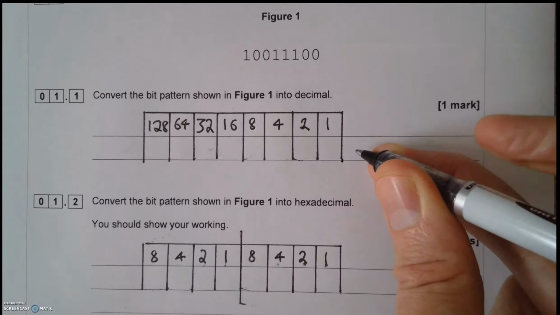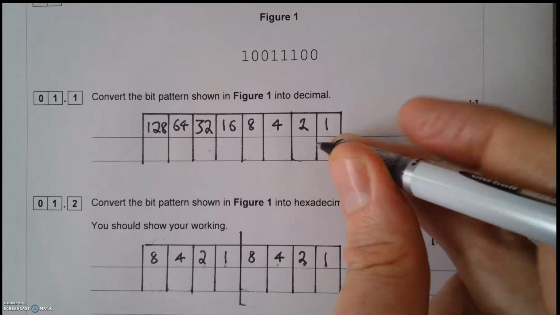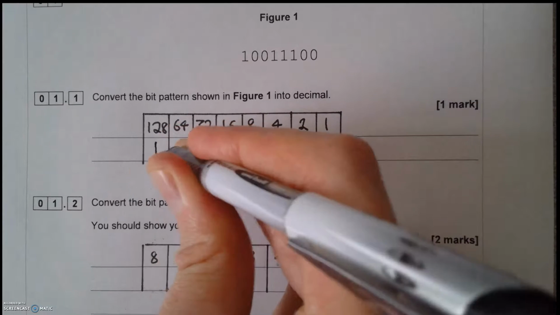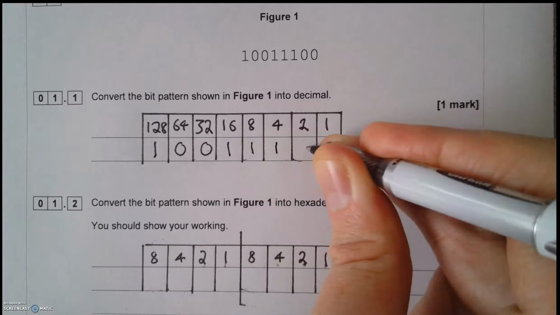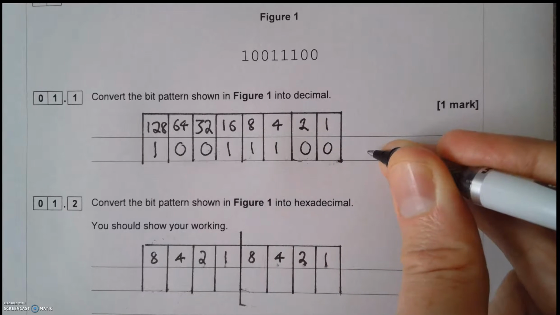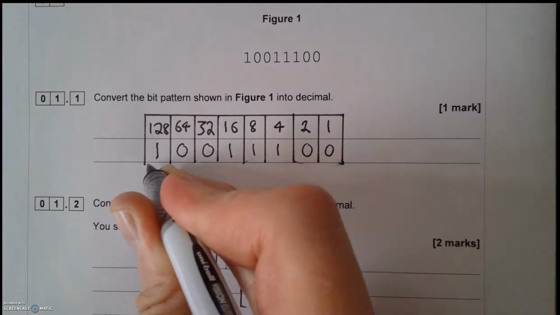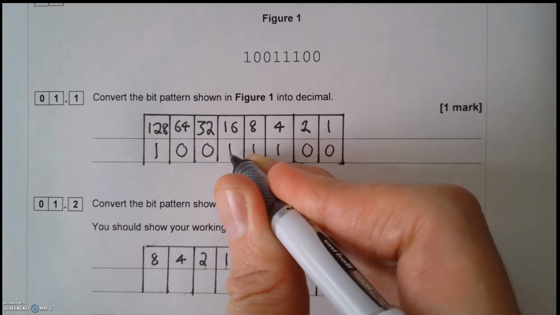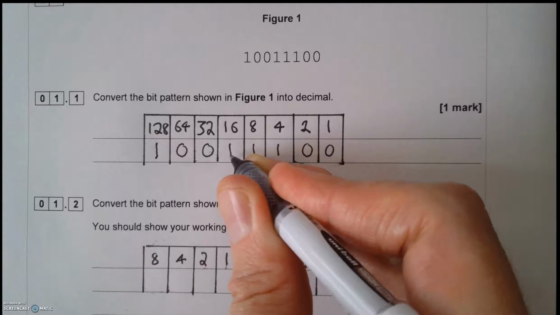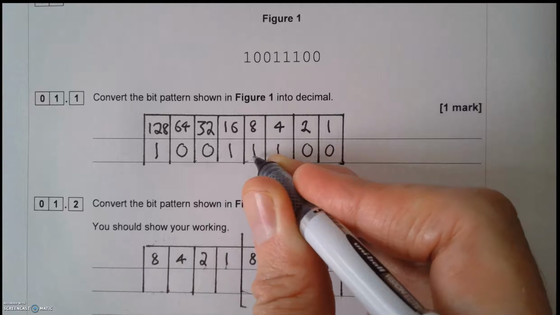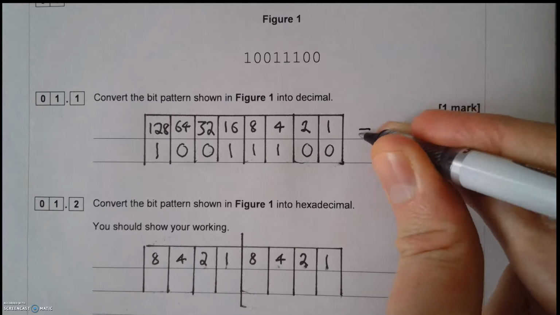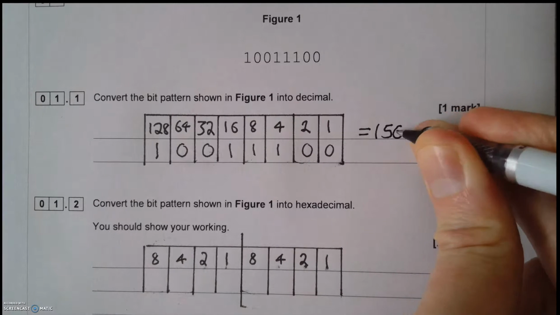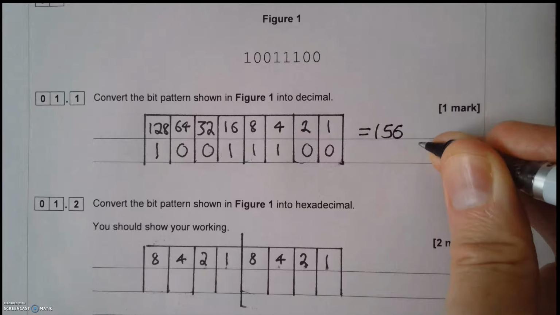A lot of that is covered in my other video. So what I do now is I put my bits into the place values here, and what I'm going to do is add them up. So 128 plus 16 is 144, plus 8 is 152, plus 4 is 156. So my final answer for 1 mark is 156 in decimal.